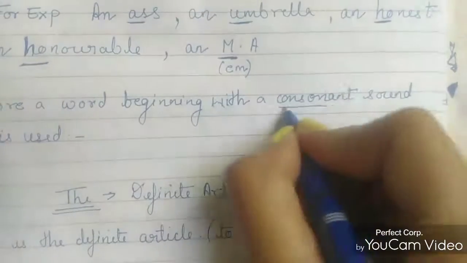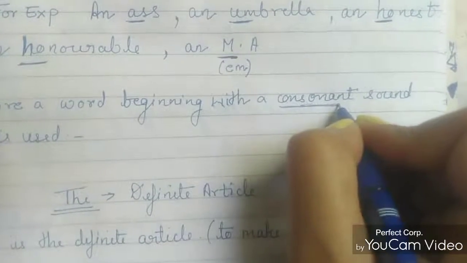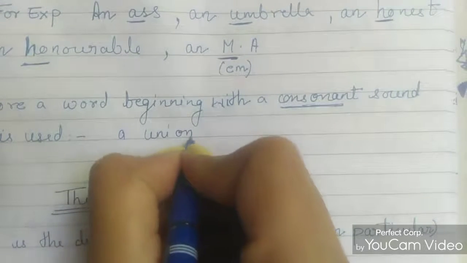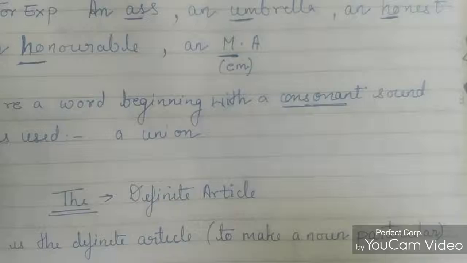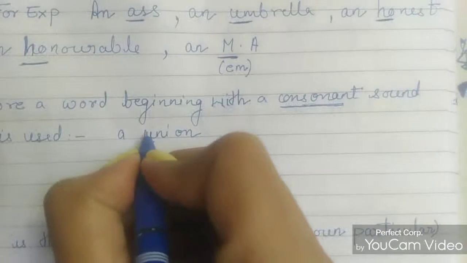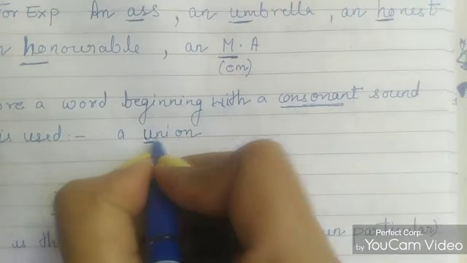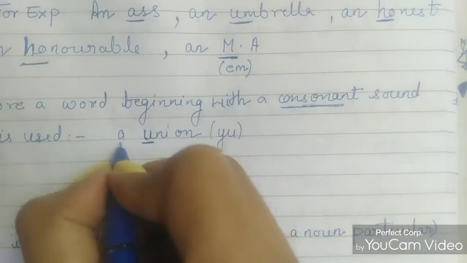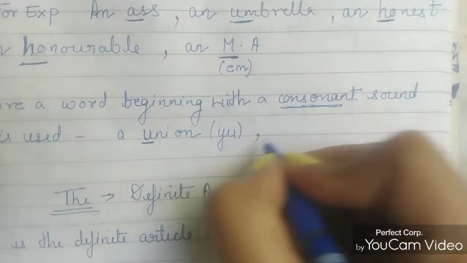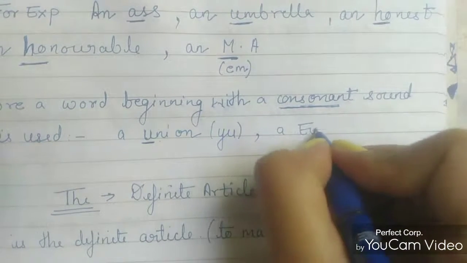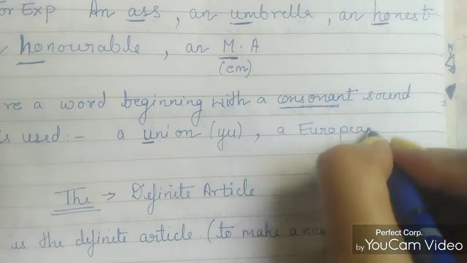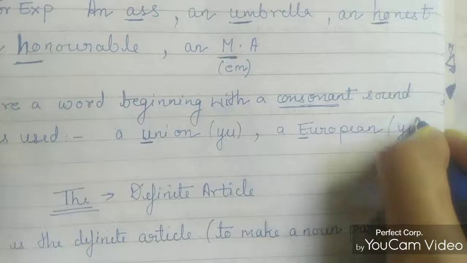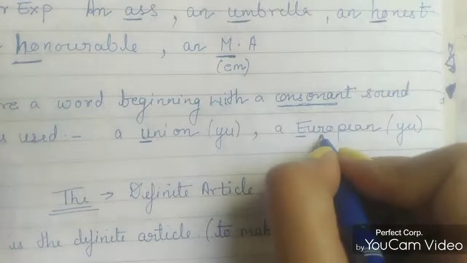So if a word is beginning with a consonant sound, like a union. Union is starting with a vowel letter, but if we pronounce it, the sound is yu. Okay, so a union. Next, a European. European is starting with a vowel letter, but the pronunciation is yu. So a European, not an European.